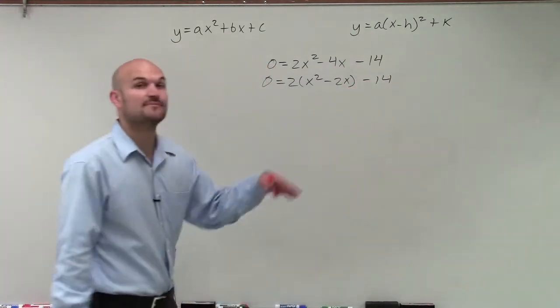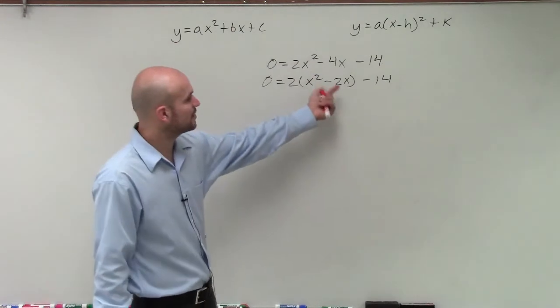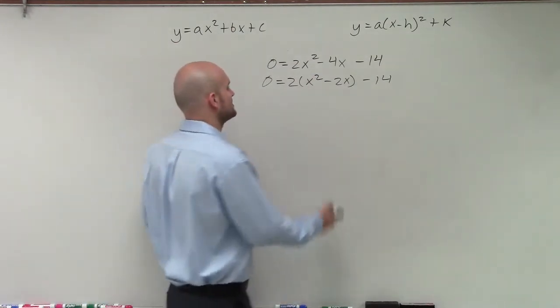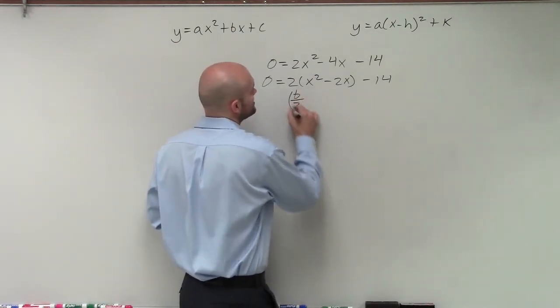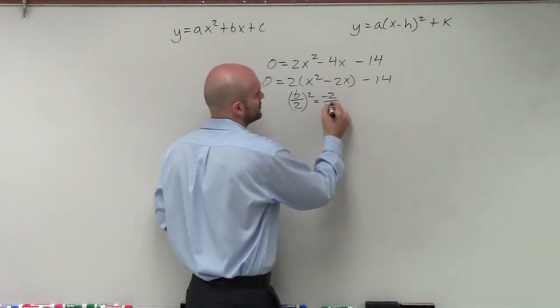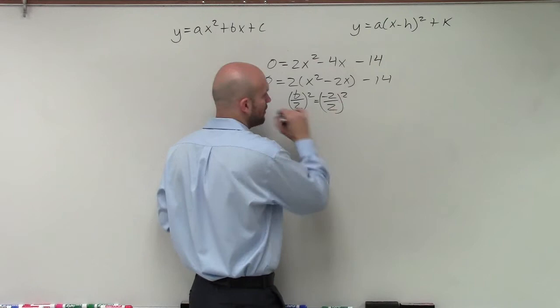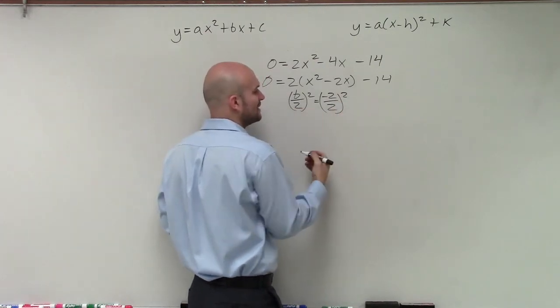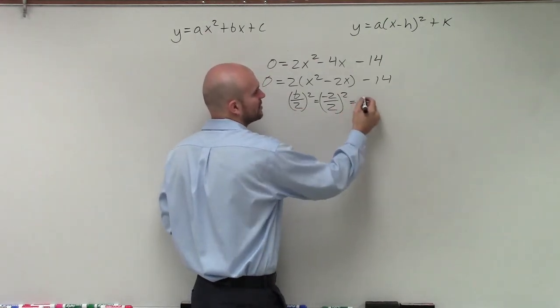Now I need to create my value of c that's going to create a perfect square trinomial within that parenthesis. So I take b divided by 2, and I square it. Well, my b in this case is negative 2, divided by 2, squared. Well, negative 2 divided by 2 is going to be negative 1. Negative 1 squared equals 1.